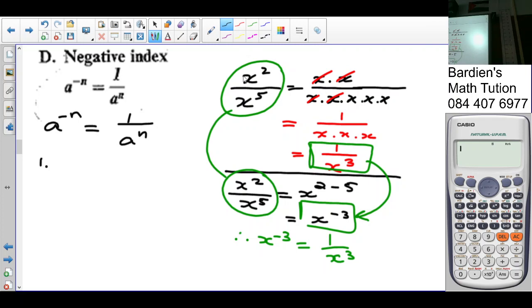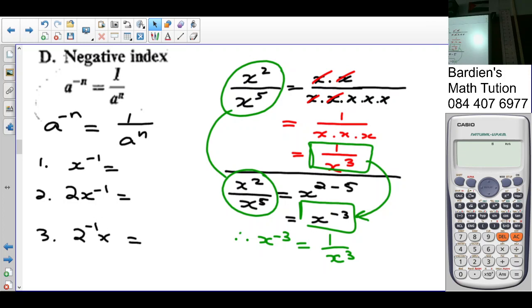So let's look at a couple of examples. x to the minus 1, I write that with a positive exponent. Let's see how many of you are going to get this 4 right.